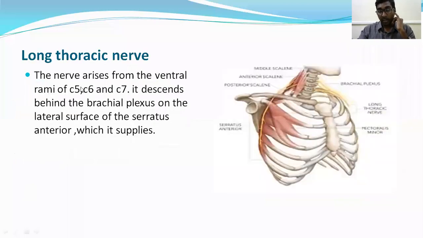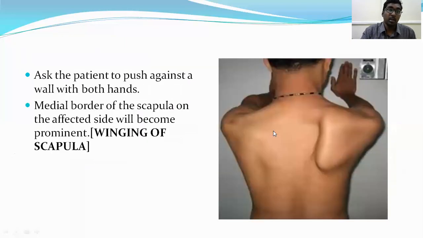The long thoracic nerve arises at the level of the roots. The long thoracic nerve supplies the serratus anterior muscle, arising from the roots of the brachial plexus. This is the long thoracic nerve and it supplies the serratus anterior muscle.